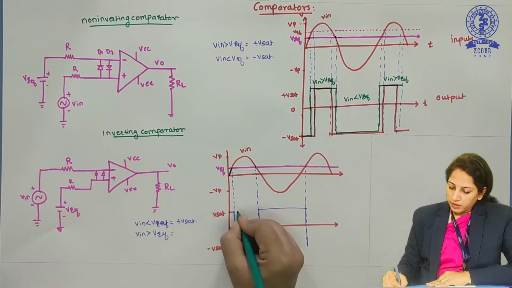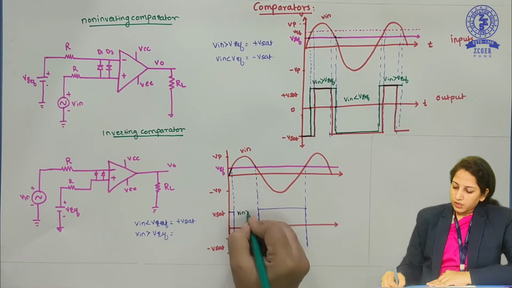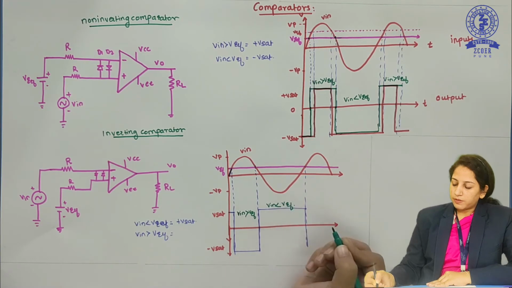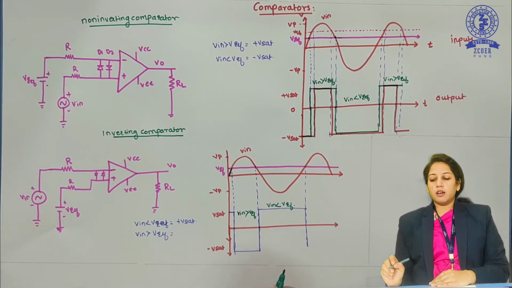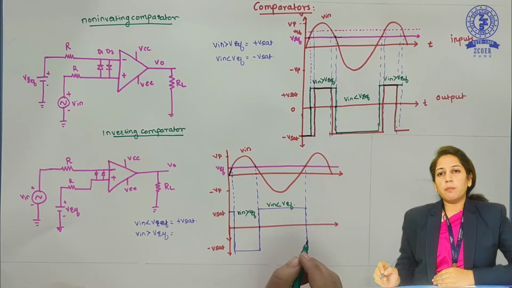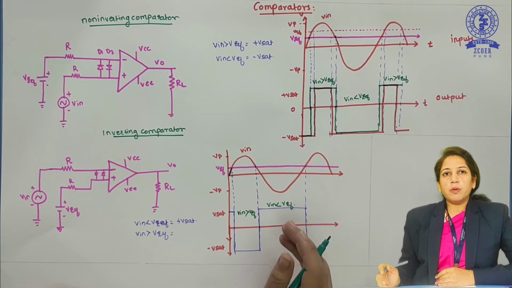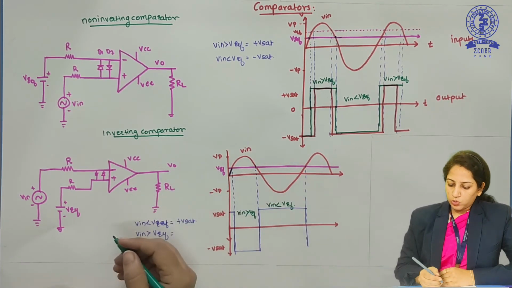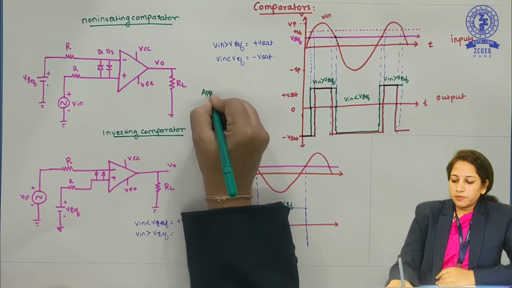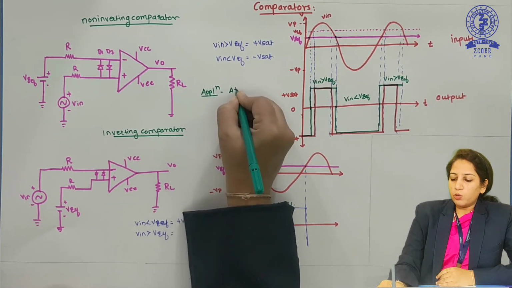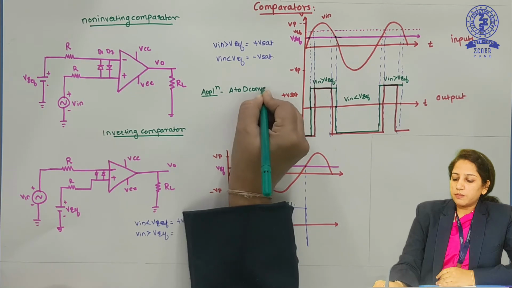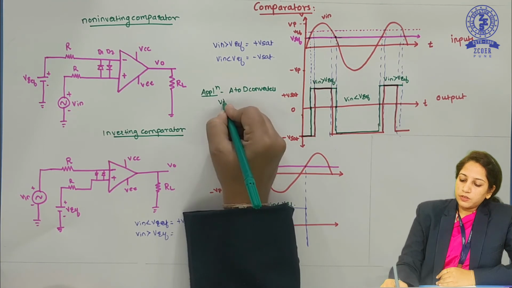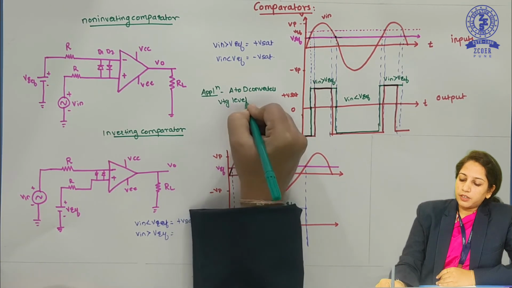So if we observe here, V in here was greater than V reference, and here V in was less than V reference. So in this way we have seen comparator circuits. Applications of these comparator circuits: we may use them for analog to digital converters or voltage level detectors. So I will write down the applications here. Applications are like A to D converters or voltage level detectors.